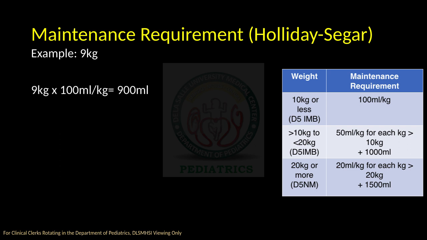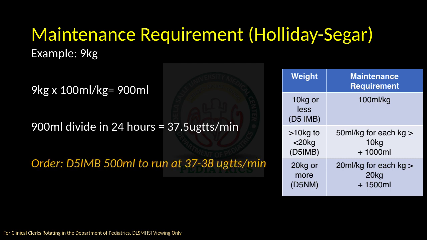For example, if the child weighs 9 kilograms, multiply that by 100 as depicted in this table, and you will get a product of 900 ml. Divide that by 24 and you will get 37.5 microdrops per minute. Order in the chart D5-IMB 500 cc to run at 37 to 38 microdrops per minute, or if you are using the macro set, D5-IMB 500 ml to run at 12 to 13 drops per minute.